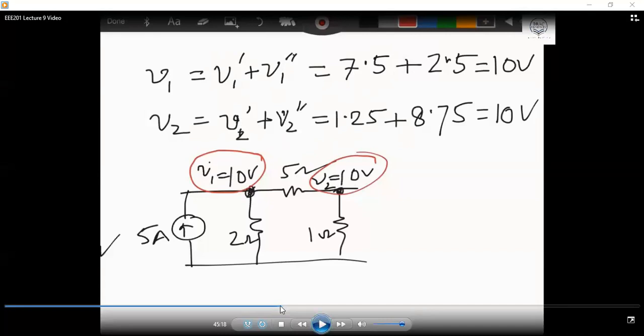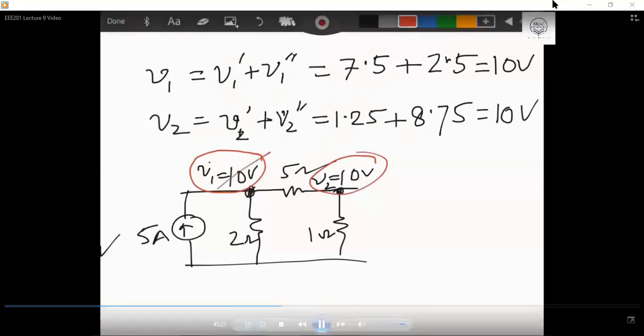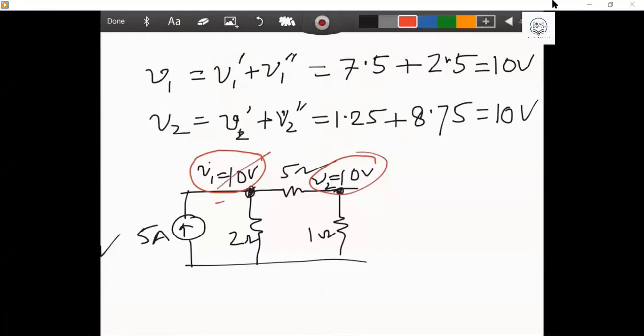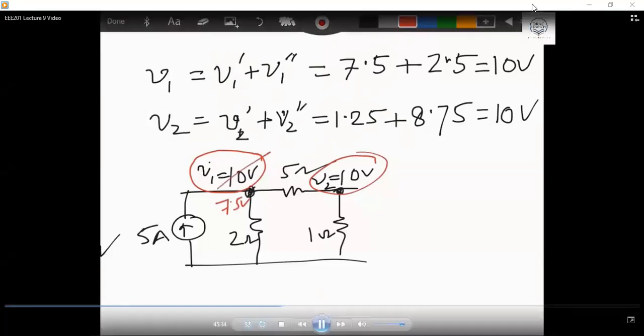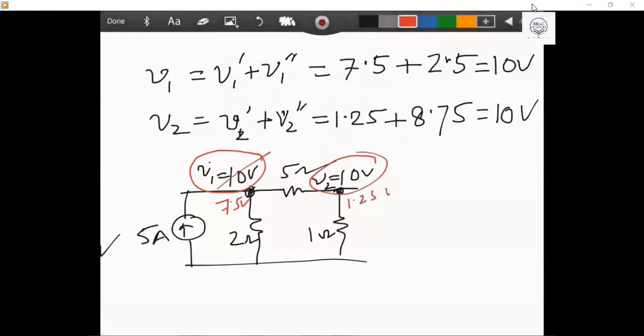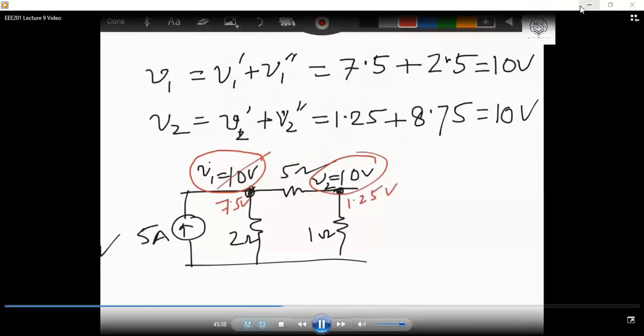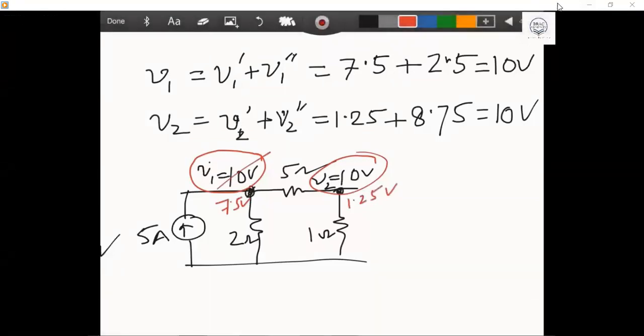Good. Then what will be this? This will be 7.5 and this will be 1.25. Good. This is the thing that happened actually. That means with one source, if you do this, you will get it.